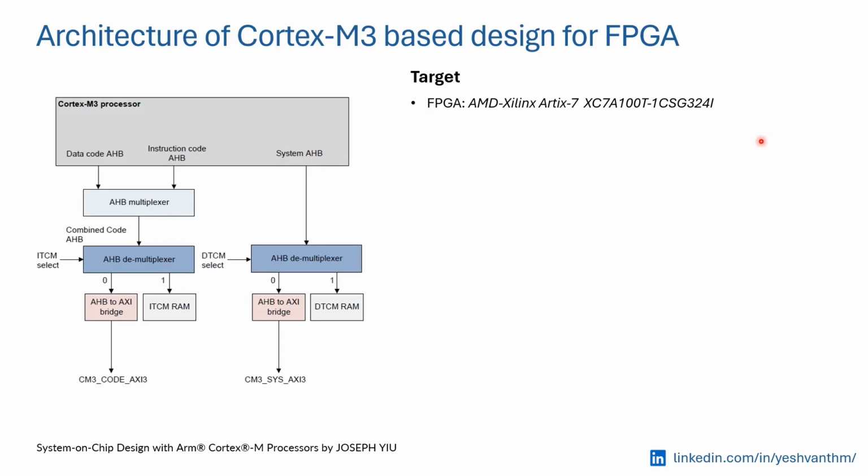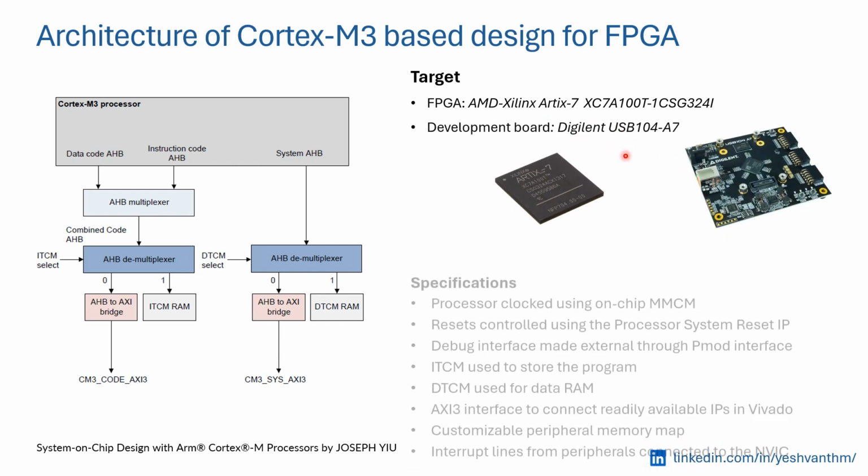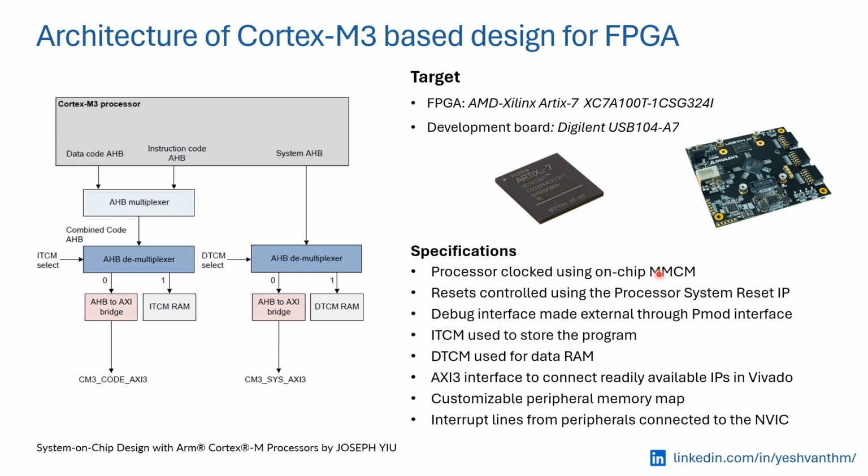The target for the M3 based design is the AMD Xilinx Artix-7 XC7A100 FPGA, and the development board is the DesignStart USB 104A7. The specifications are more or less the same as for the Cortex-M0 based design for FPGA.